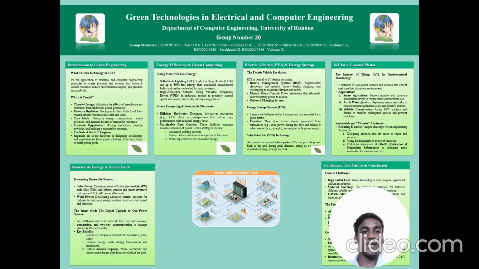The smart grid helps combine solar energy and wind energy smoothly, reduces energy waste, and supports demand response, where people can lower their usage during peak hours to keep the grid stable. In short, renewable energy and smart grids together make our power systems cleaner, smarter, and more efficient.